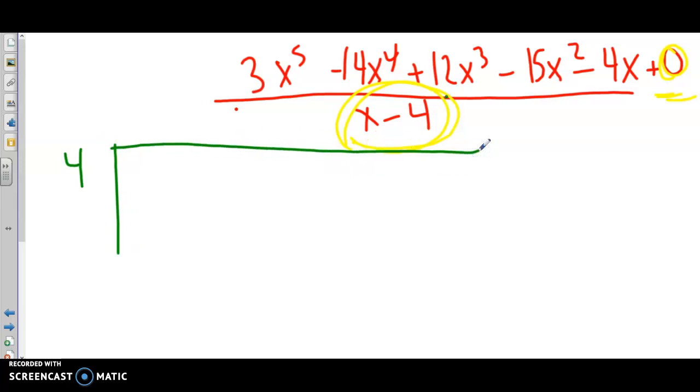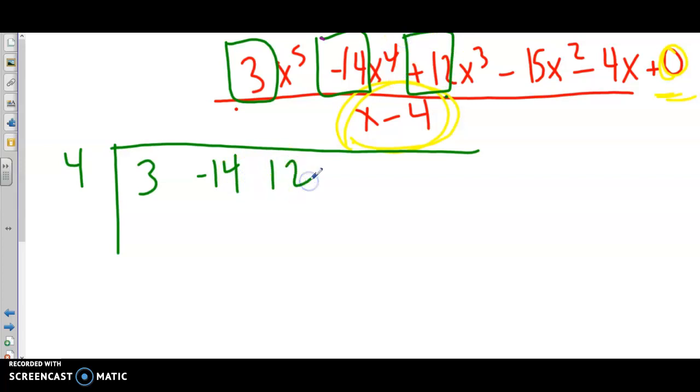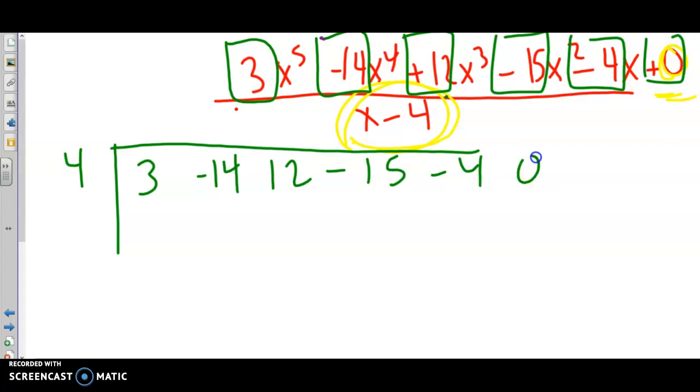Okay, and the numbers on the inside are all the coefficients. So first one's going to be 3, next one's going to be negative 14. Next coefficient there is going to be positive 12. The next coefficient there is a negative 15, and then a negative 4, and then 0. Don't forget, if there was a missing power here, you'd have to put a 0 in its place down here, otherwise this would not work. In this case, we have all of them except for the last one. We do need it there, though.